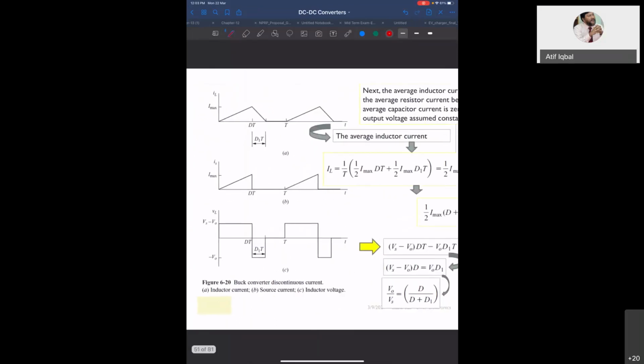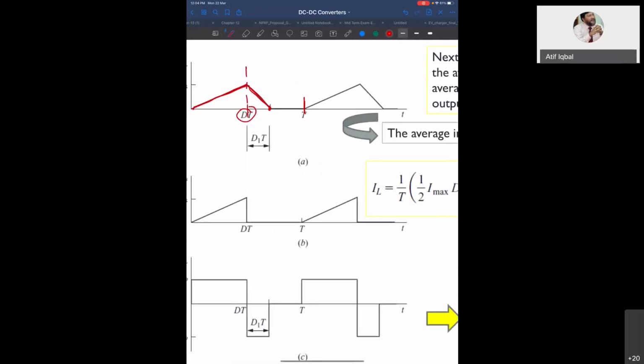So this is the on period DT, but the current falls to zero before the switching period T. Suppose this period is D1T, because from here to here it is (1 minus D) into T. This was the off time in the normal continuous mode, but here you have to write this as D1T. Now we have to solve this to get the value of D1.